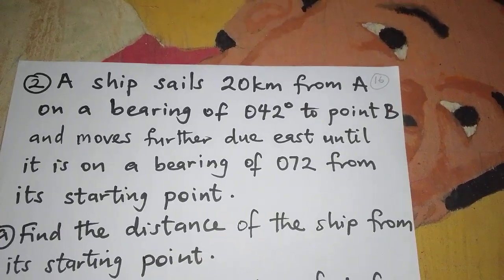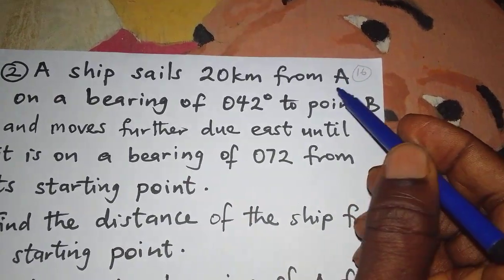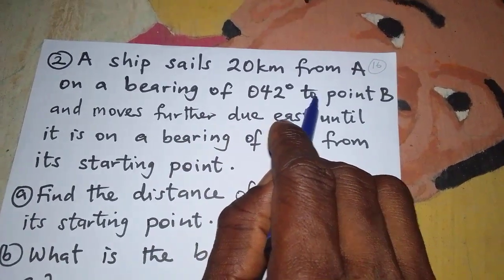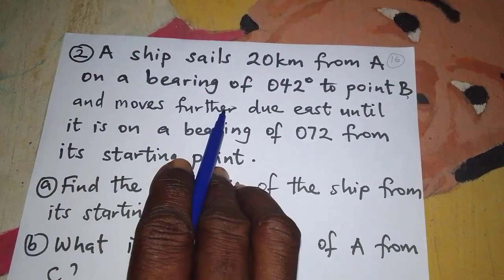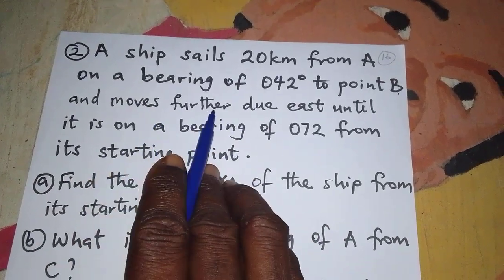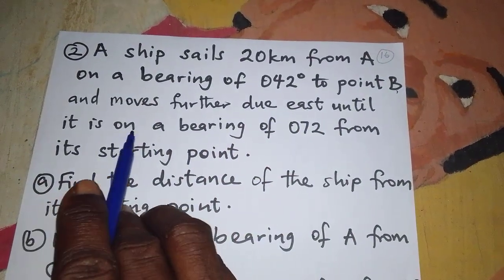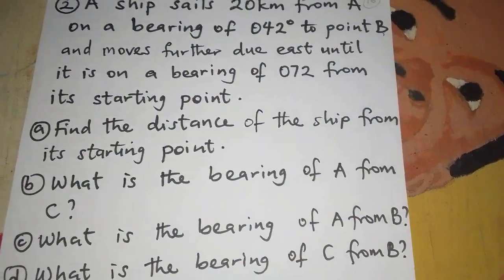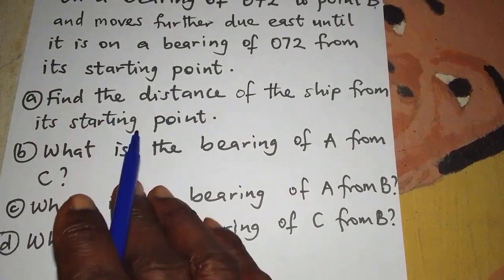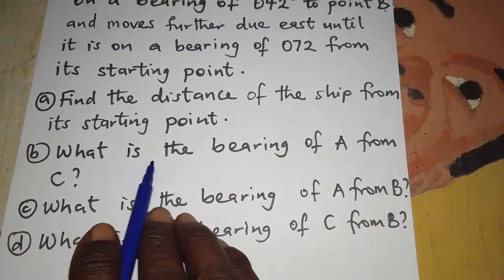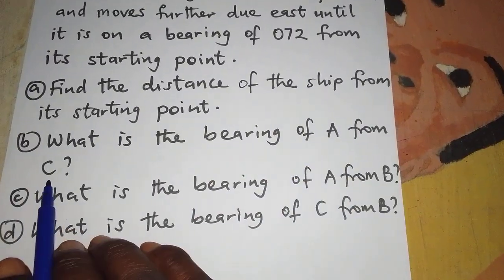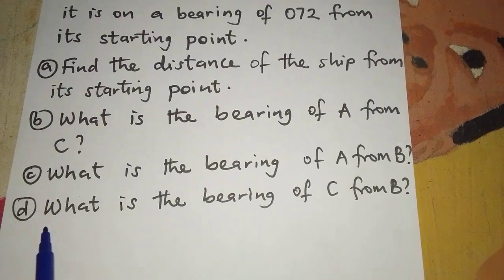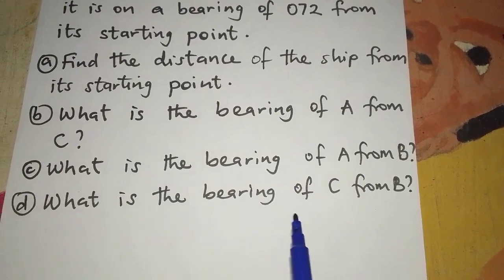A ship sails 20 kilometers from A on a bearing of 42 degrees to point B and moves further due east until it is on a bearing of 72 degrees from its starting point. A. Find the distance of the ship from its starting point. B. What is the bearing of A from C? C. What is the bearing of A from B? D. What is the bearing of C from B?